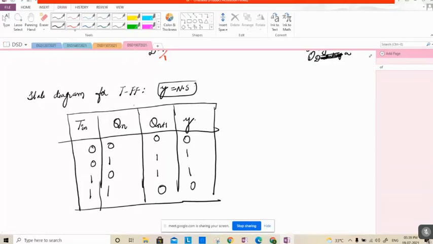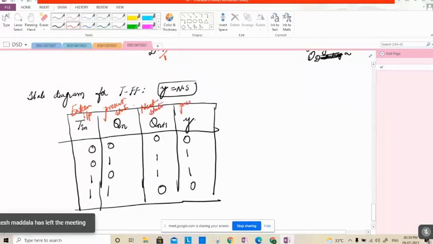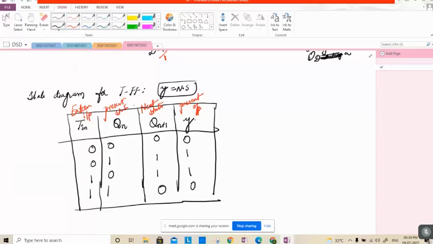Now, in this, what is the external input value? This is my external input. This is my present state. And this is my next state. And this is present output. Is this clear? Yes, sir.